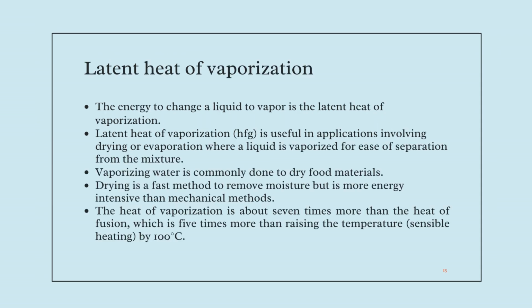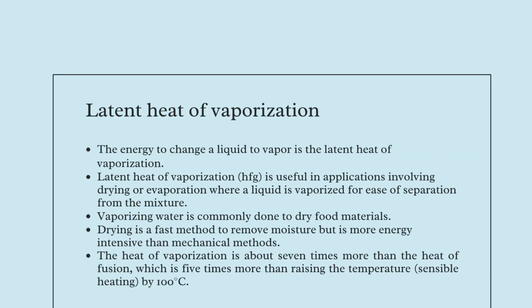Moving to next slide. Latent heat of vaporization. This is the energy needed to turn a liquid into vapor. It's used in drying or evaporation. Vaporizing water helps remove moisture from food, but drying is energy intensive. Heat of vaporization is 7 times more than heat of fusion, and 5 times more than heating by 100 degrees Celsius.